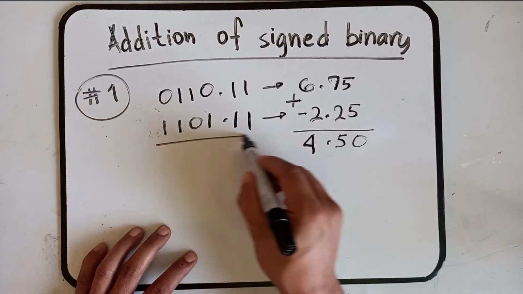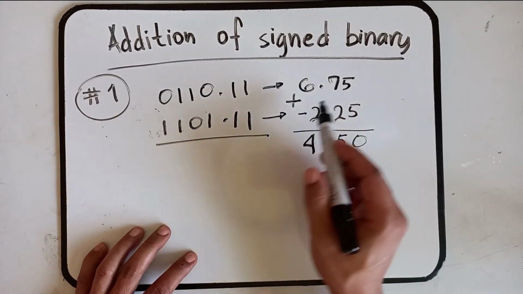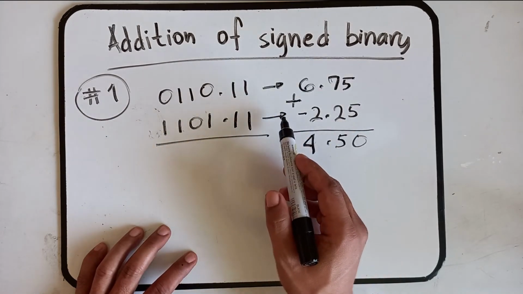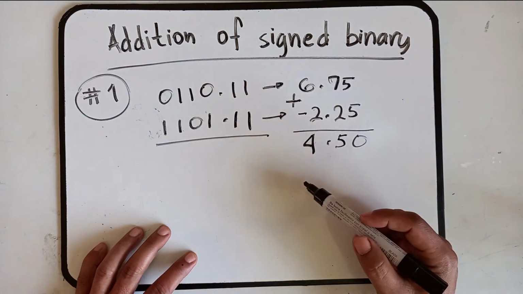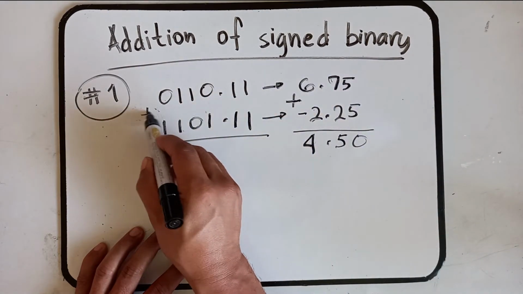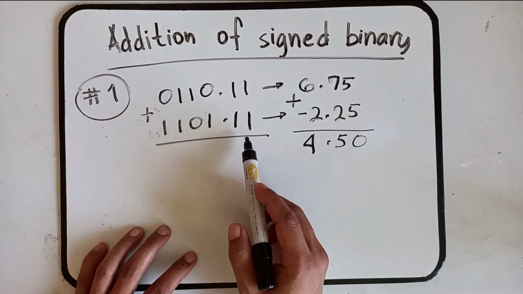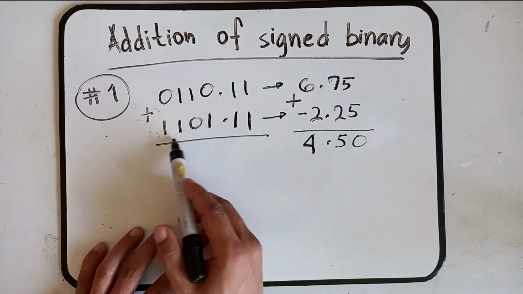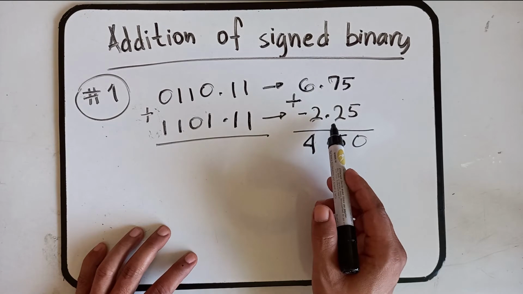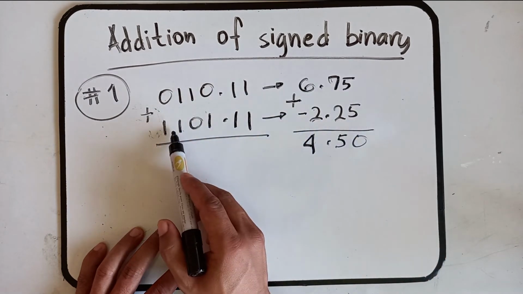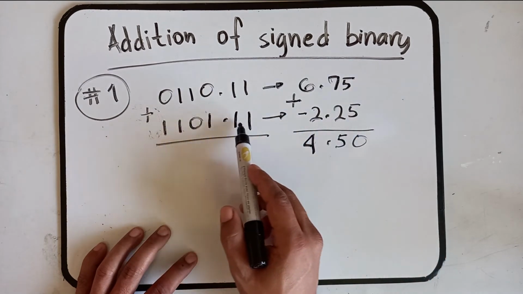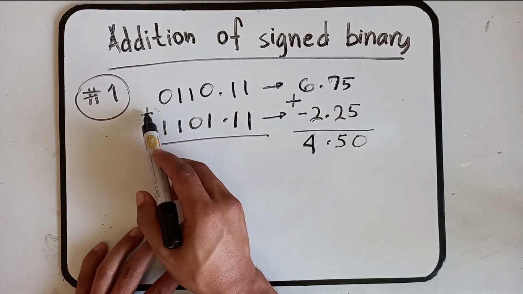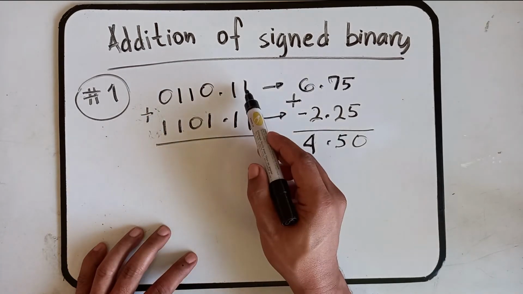Okay, so let's do the same thing here. Instead of doing subtraction like what we did here, since we applied 2's complement, and basically this is already in the form of 2's complement because that is the representation of negative 2.25, 1110.11. So let's add. Let's start.